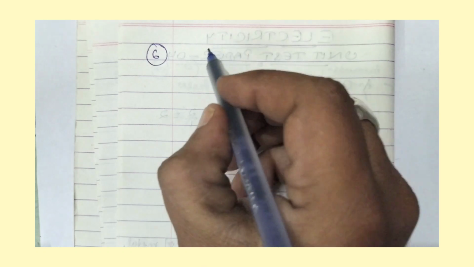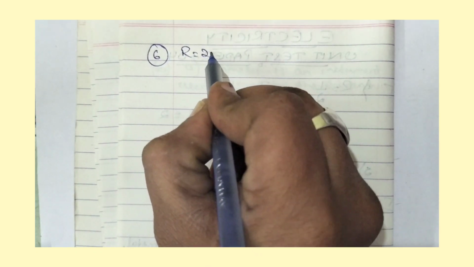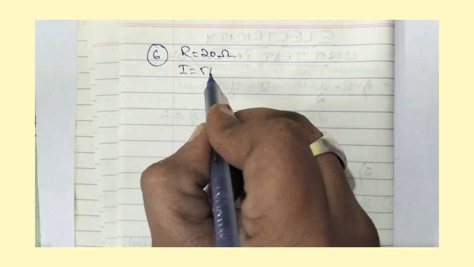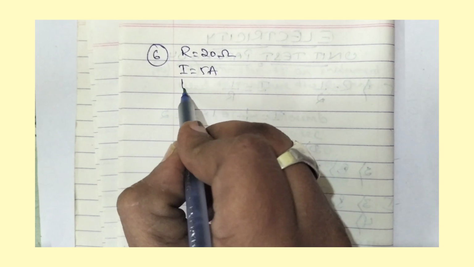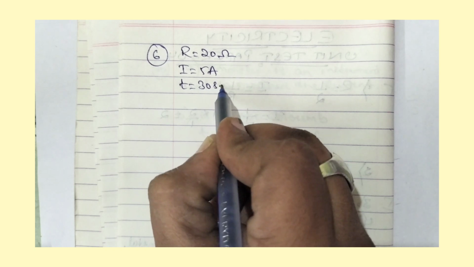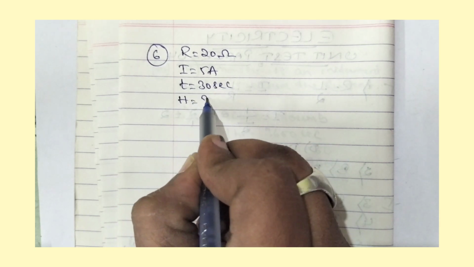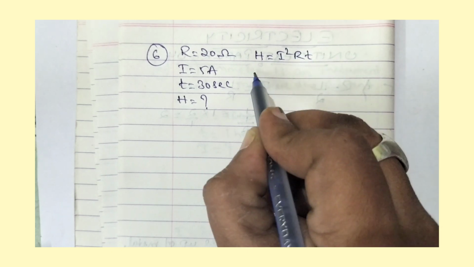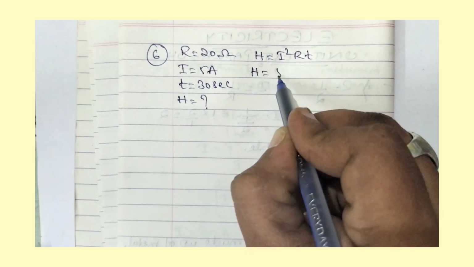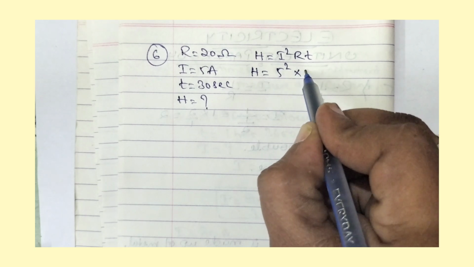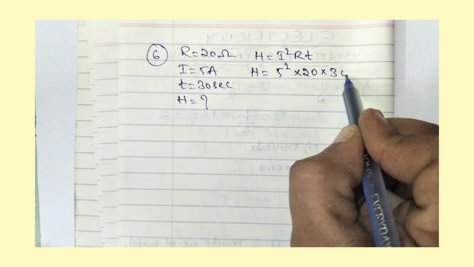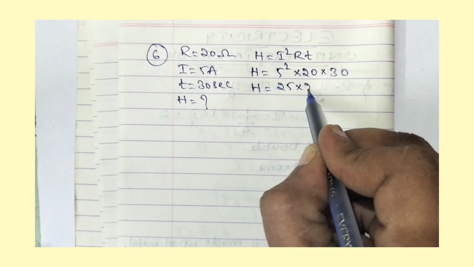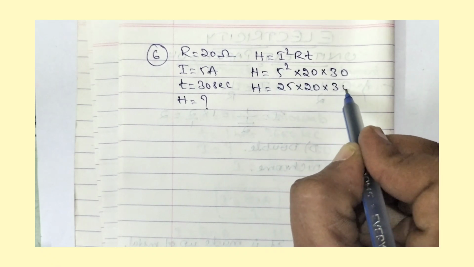An electric iron of resistance 20 ohm, R is equal to 20 ohm, takes a current of 5 ampere, I is equal to 5 ampere. So time is equal to 30 seconds. Now let us calculate the heat developed. So H is equal to I square RT. H, heat developed, is equal to I square is 5 square into R is 20 into time is 30. So heat developed is equal to 5 square becomes 25 into 20 into 30.